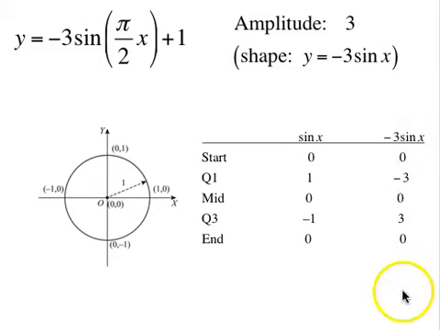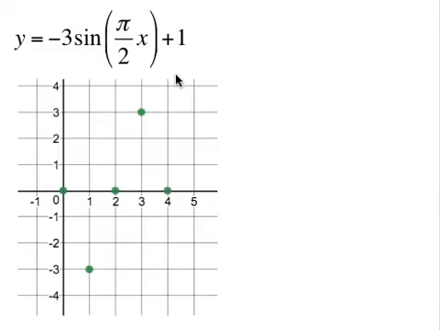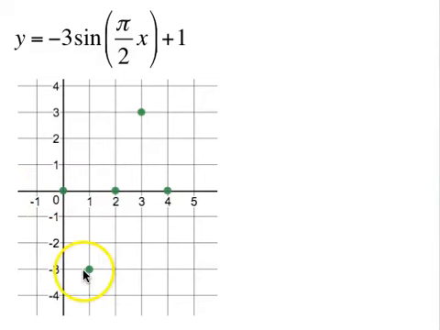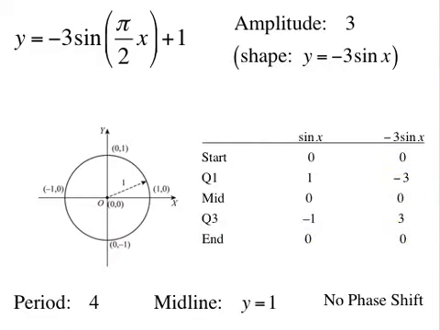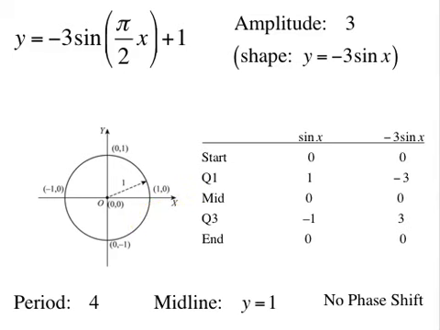So I'm going to complete this from 0 to 4. So this will be easy. 0, 1, 2, 3, 4. Then I'm going to shift it up 1 at the end. So indeed our period is 4. Our midline, remember, shifted up by 1 with no phase shift. So there we go. Our first point was 0, the ending point was 4. That's our period. And then we saw our first quarter point is down 3. Then our midpoint was 0. Our third quarter point was up 3. And then our ending point again was back at 0.